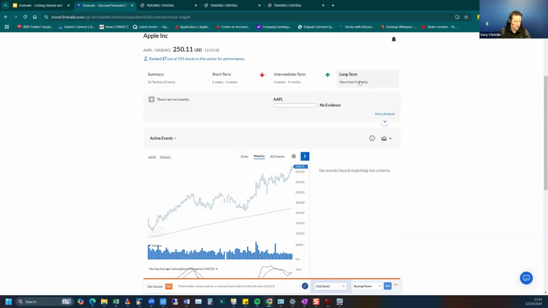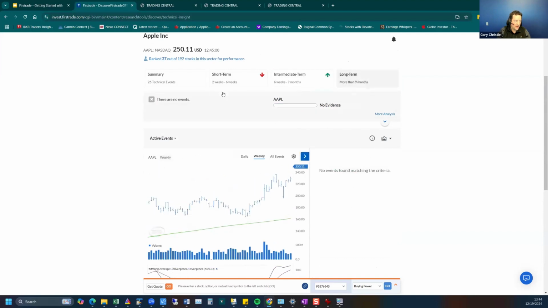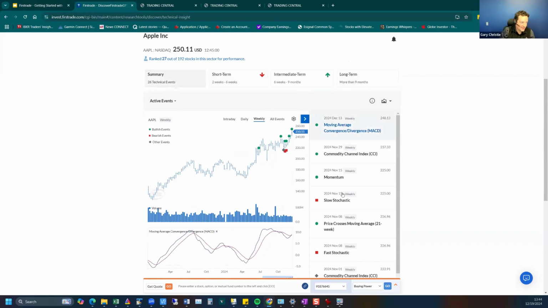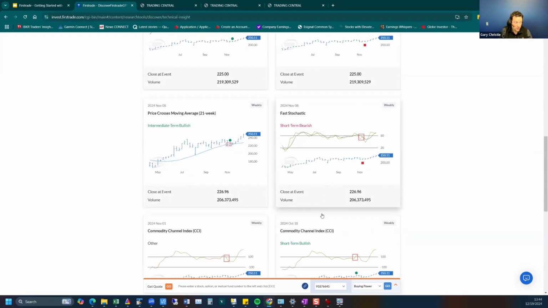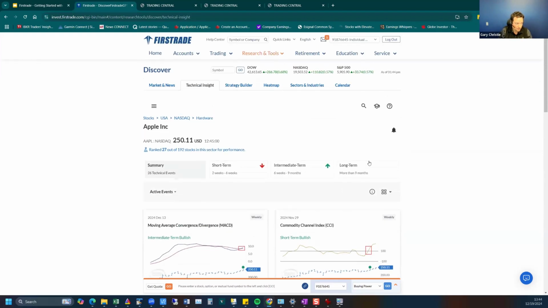So I can also go into long-term, right? There's no events here. I can go back to the summary. I can see all the events, okay? I can also go grid view and see all the individual events that happen for the stock as well, based on the indicator. But I like chart view, okay?